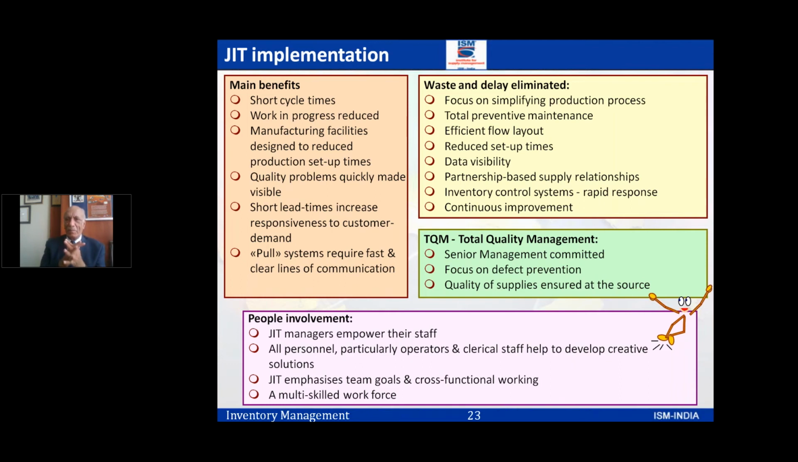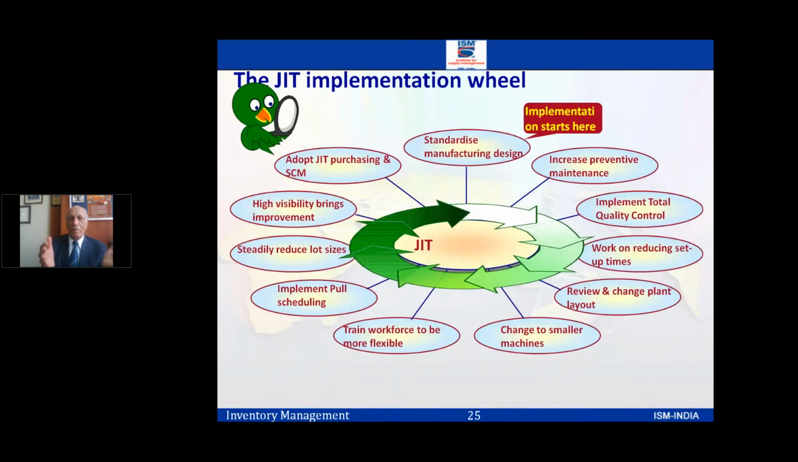Now if you look at the implementation wheel, we standardize the manufacturing design. Then we do preventive maintenance, increase the total quality control, work on reducing the setup times, review and change the plant layout. Everywhere where the waste is happening, these are the components of JIT. Change to smaller machines: if I've got a big machine which makes a batch of 1,000 pieces while I need only 100, that means occupying space. Train the workforce to be more flexible, implement the pull scheduling concept which Dell came up with long back. Then steadily reduce the lot sizes. High visibility brings improvements. Adopt JIT purchasing and SCM.